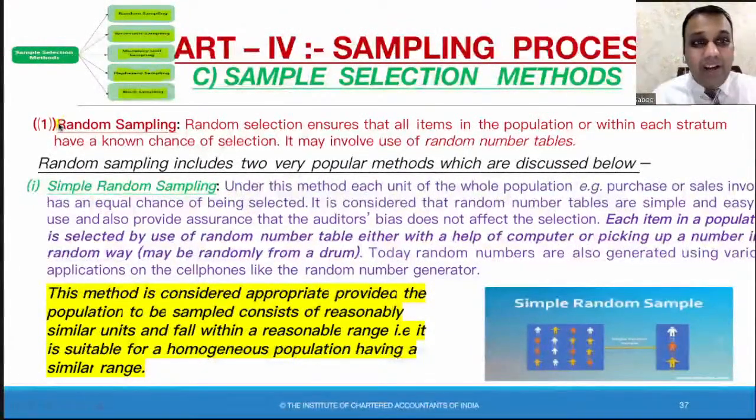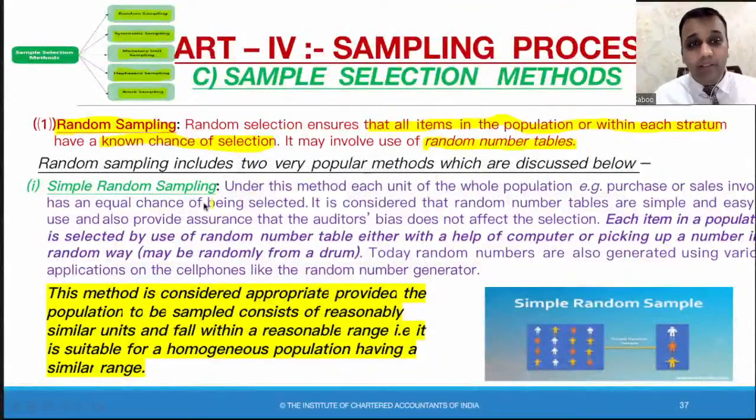The first one is random sampling, without following any specific system or sequence. Random selection ensures that all items in the population or within each stratum have a known chance of selection. Randomly, you are picking any ball from the bag. All types of balls have the chance of being grabbed by your hand. We could also use random number tables, a mathematical technique. If you have done operations research or statistics, you might know about random number tables. I won't comment on it here because it is just a statistical technique. You can read about it.